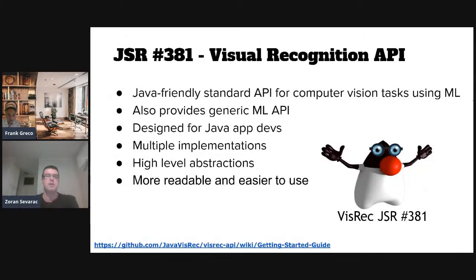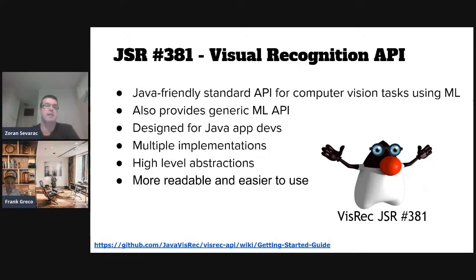Thank you, Frank. The main idea behind JSR 381 is to create a Java developer-friendly API for computer vision tasks and machine learning. Why have we chosen visual recognition? Because it is a very hot topic, it has many interesting real-world applications, and we could say it is one of the main driving forces behind the development of modern machine learning and deep learning. So the idea is to pick one application domain, but also to create a generic machine learning API that can be applied in other domains.